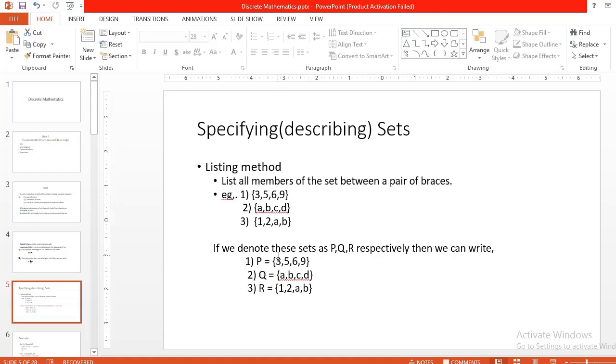P is equal to, in the curly braces, the elements of P, which are 4 elements. Similarly, the second set, Q = {A, B, C, D}. In the same way, R = {1, 2, A, B}. So understood? This is one of the methods we can use to describe a set, the listing method.